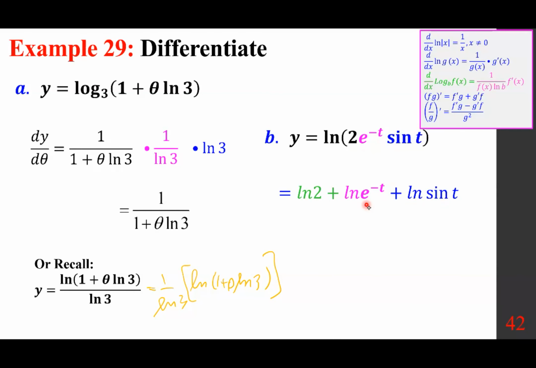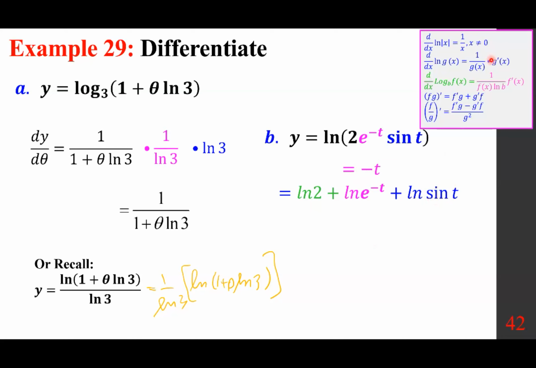This you should recognize as negative t, right? ln of e to the power minus t. Remember, ln of e to the power of x is x. So ln of e to the power minus t is minus t. Now let's differentiate. ln 2 is a number. The answer is 0. Minus t, minus 1. Plus this last piece, 1 over sine t, right?